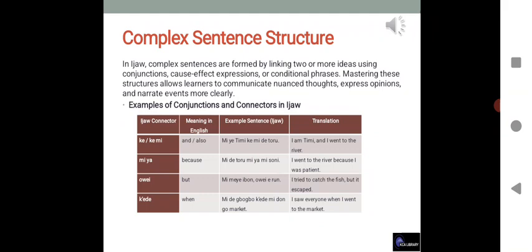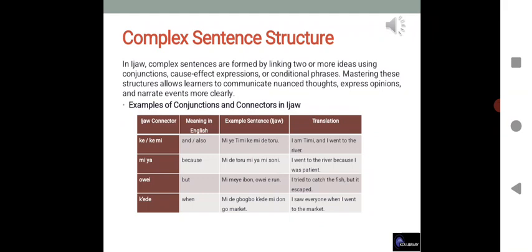In Ijaw, complex sentences are formed by linking 2 or more ideas using conjunctions, cause and effect expressions, or conditional phrases. Mastery of these structures enables learners to express more detailed thoughts, share opinions, and describe events with greater clarity. Some common conjunctions and connectors in Ijaw include ku/kumi, meaning and/also.